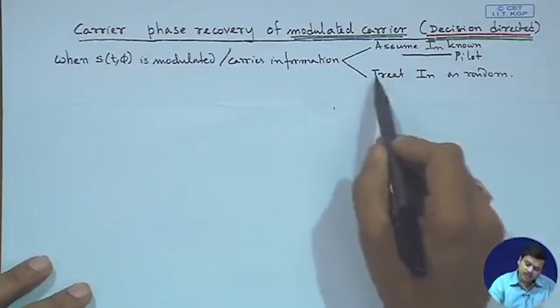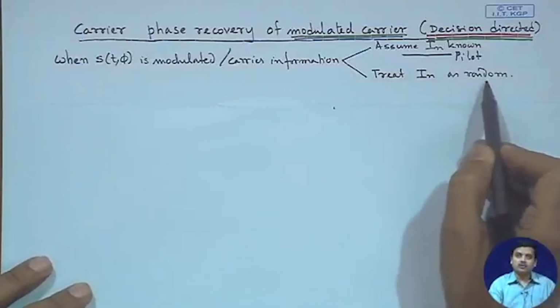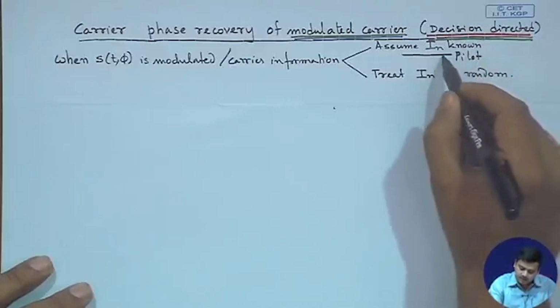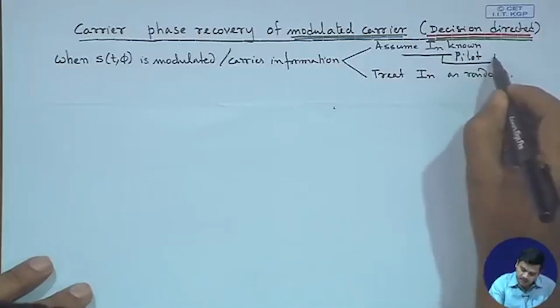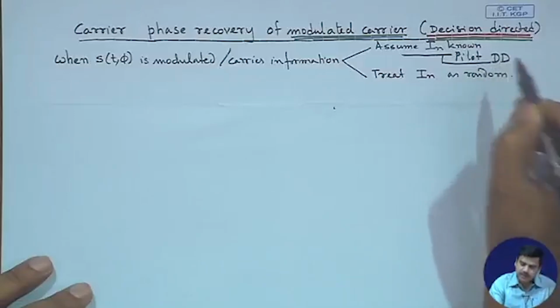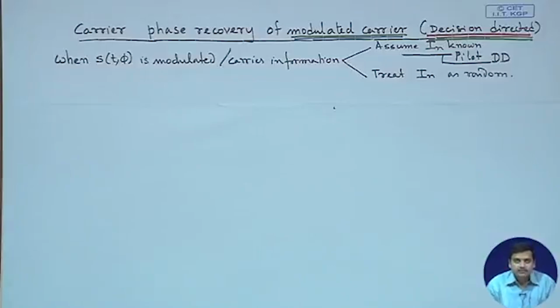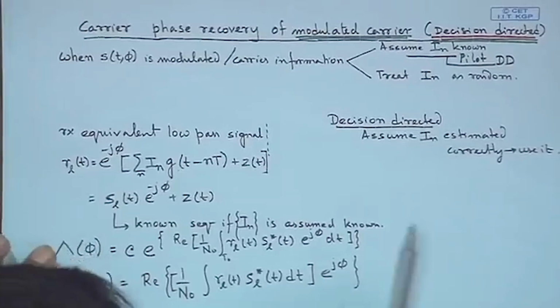The other option is you treat I n as unknown. There are two options in case of being known, one is pilot, the other one is decision directed. Decision directed means that we decode I n, the transmitted sequence, and we assume whatever we have decoded is correct, and we use it back into the estimation procedure. So, without delaying further, let us go into it.